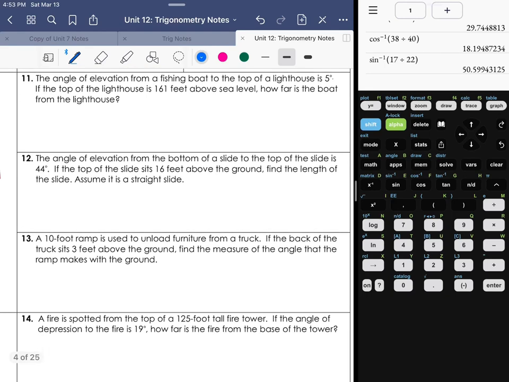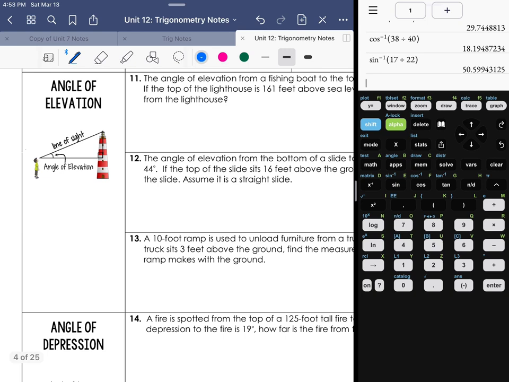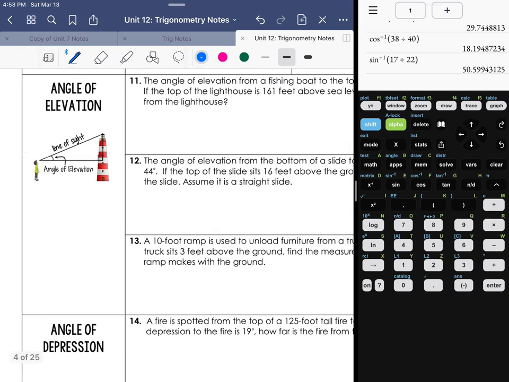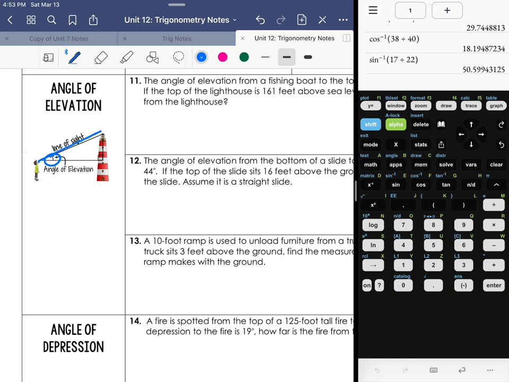All right, so you might be asking yourself, when would I need to find a missing angle or a missing side? So we've got some problems here about angle of elevation and angle of depression. Angle of elevation happens when you are looking up. The angle of elevation you can see here is this guy looking up. If he were to look straight, the difference in his line of sight is the angle of elevation.